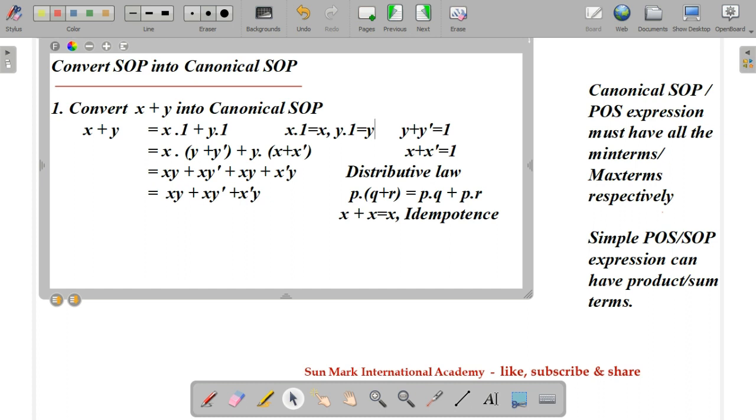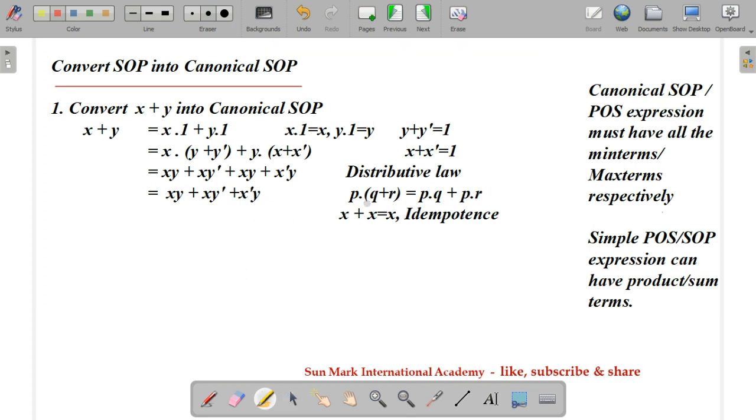After that you have to use the Boolean laws, using the algebraic method to reduce the expression. We are just reducing the Boolean expression using different laws. This is using the distributive law: p dot (q plus r) equals p dot q plus p dot r. So we multiply x dot y plus x dot y dash. The same way here we write x dot y plus x dash y. Then we are getting two values the same, is it?